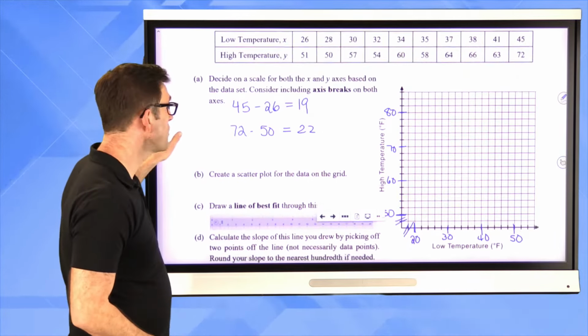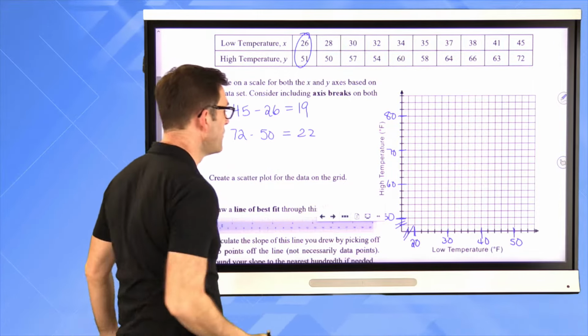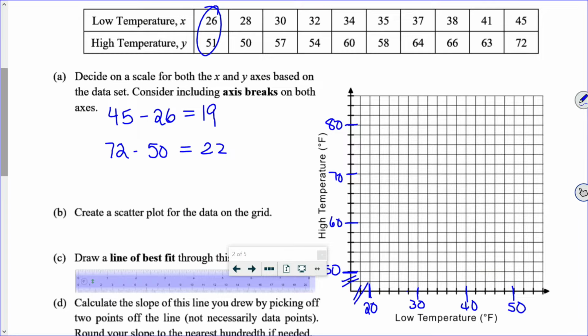And I just want to be careful when I plot it, right? I need to plot the point 26, 51. So I'll come out here to 26, and my 51 is right about there. I'll go to 28 and 50, so that's going to be right here. I'll have 30 and 57. I've got to be careful here. That's right here. Hard for me to draw my boxes. 32 and 54 is going to be right here.